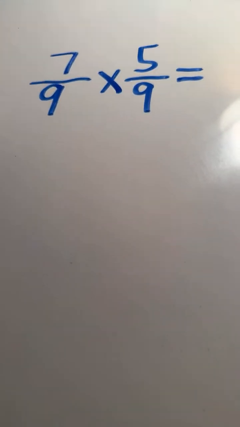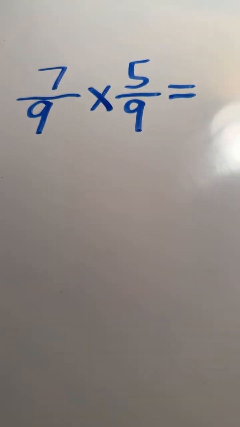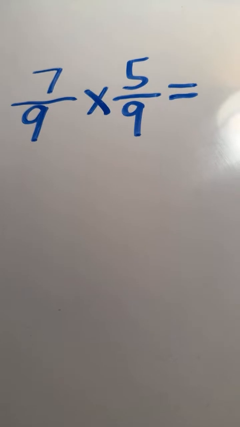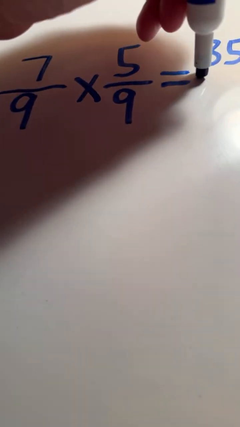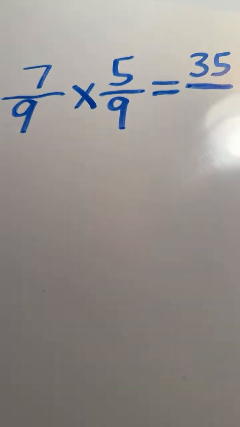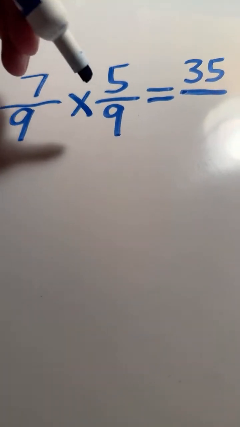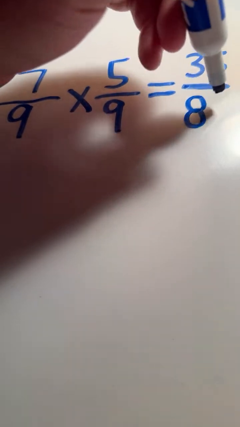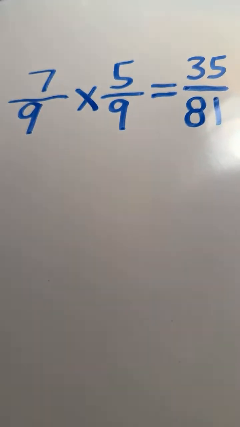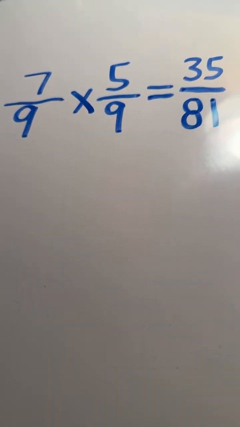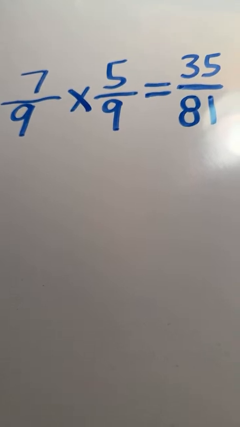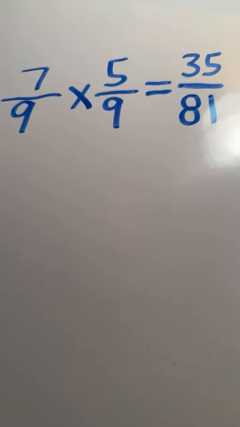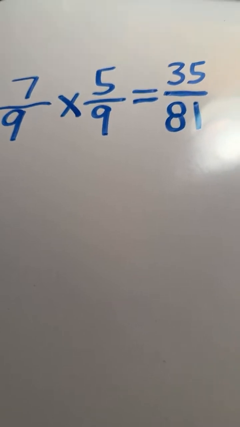So we have 7/9 times 5/9. 7 times 5 equals 35. 9 times 9 equals 81. We have our final answer: 7/9 times 5/9 equals 35/81. 35 over 81, whichever way you want to say it.